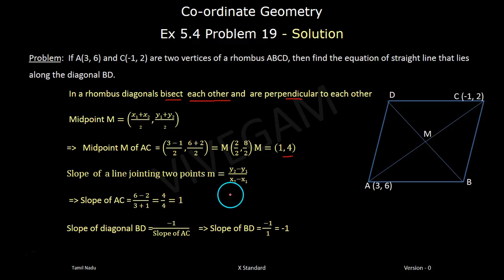Now, you know the slope of AC is 1. What will be the slope of BD? It will be negative reciprocal of AC, right? Slope of BD will be the negative reciprocal of slope of AC. See, when you multiply these two, you'll get -1, right? So slope of BD will be equal to -1 divided by slope of AC, which is 1. So -1 by 1, that will be equal to -1.